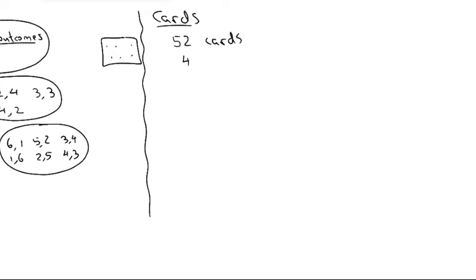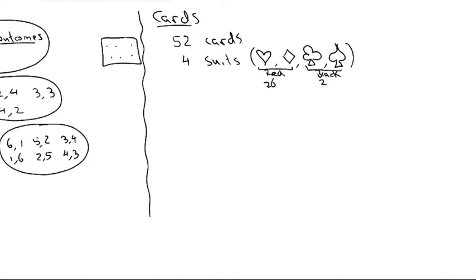They are split up into 4 suits. Hearts, diamonds, clubs, and spades. Two of them are red and 2 of them are black. These 2 are red. These 2 are black. So, if there are 52 cards in a deck, how many of them are red? 26. So there are 26 red cards and there are 26 black cards.